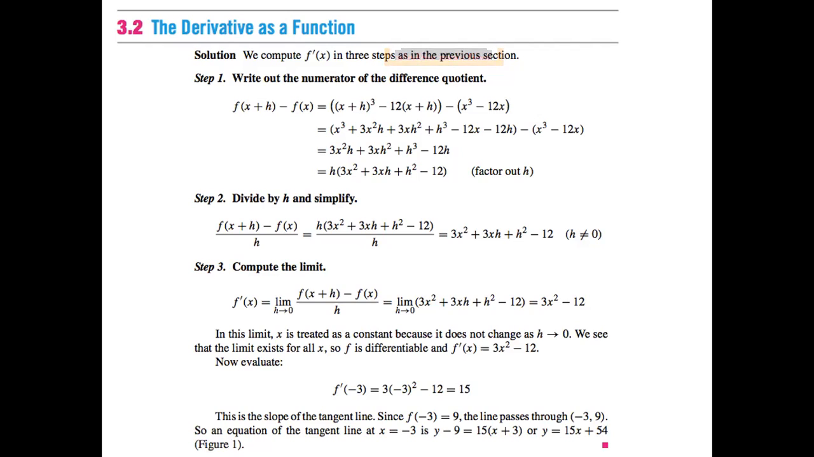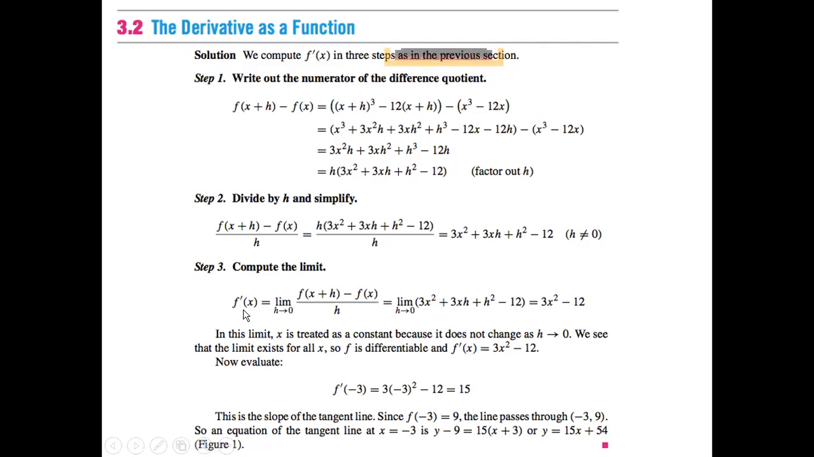Then you subtract out the x cubed minus 12x. So you're going to get a cancellation with an x cubed, and a cancellation with a 12x. That leaves terms that only involve h, which allow you to factor out h from everything. When you divide by h and simplify, you get that nice cancellation, and then you're just left with 3x squared plus 3xh plus h squared minus 12.